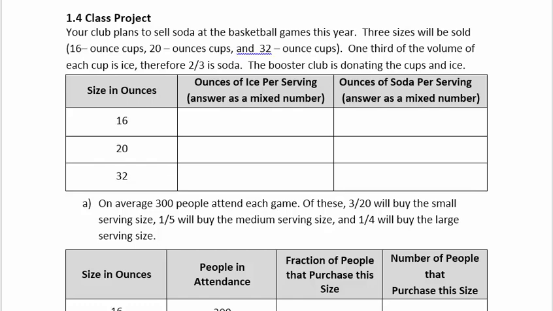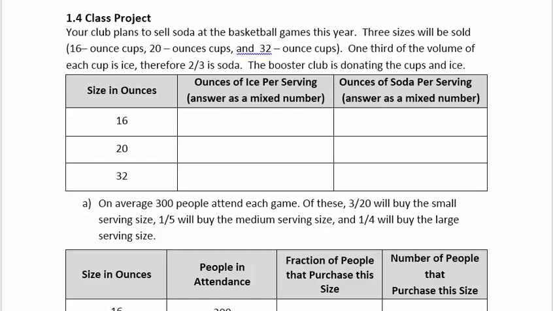You're selling the soda. 3 sizes will be sold: 16, so picture that cup, 20, and a 32-ounce cup. So you're going to sell 3 sizes of soda at the basketball game. Again, we're working a story problem here. We want to put ourselves in that situation. 1/3 of the volume of each cup is ice. So visualize the cup now and see that it's a third full of ice before we pour the soda in there. So if it's a third ice, then it's going to be 2/3 soda to fill the whole glass.